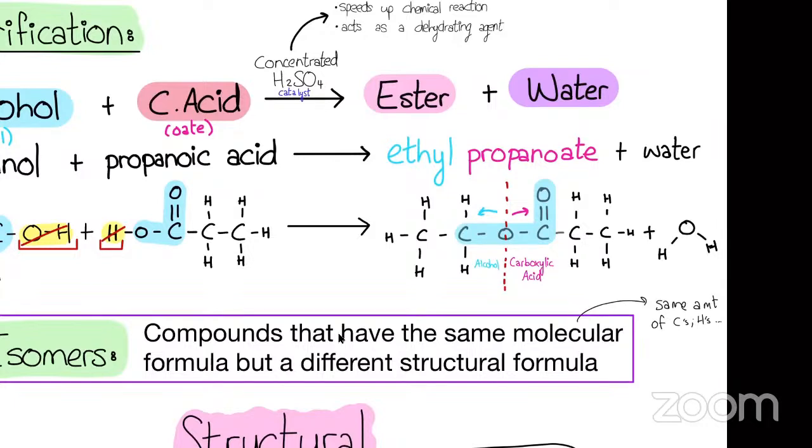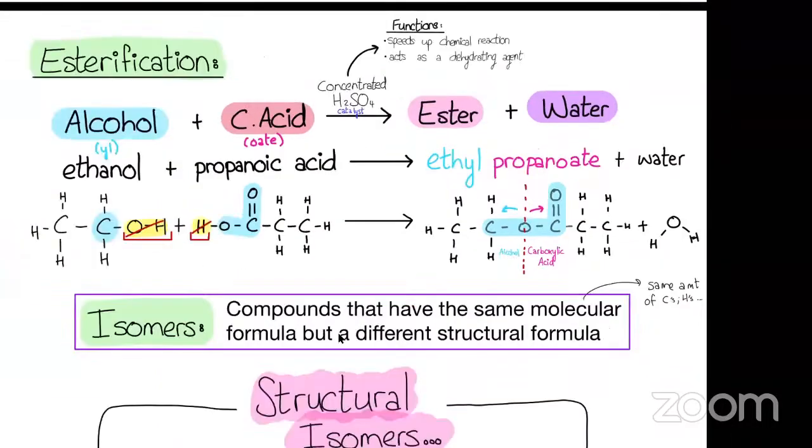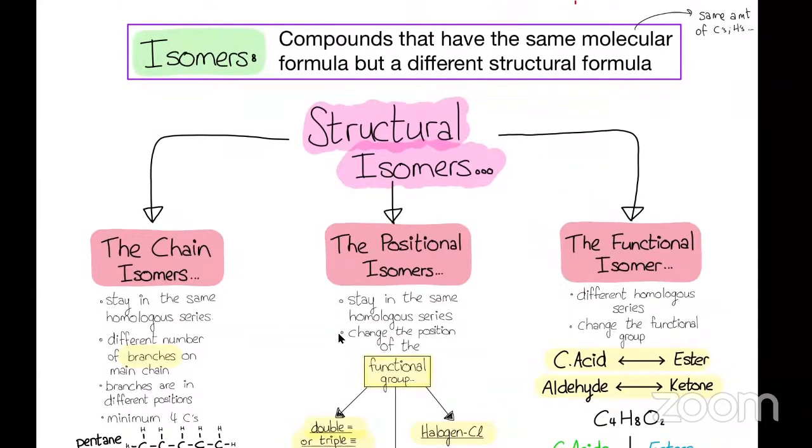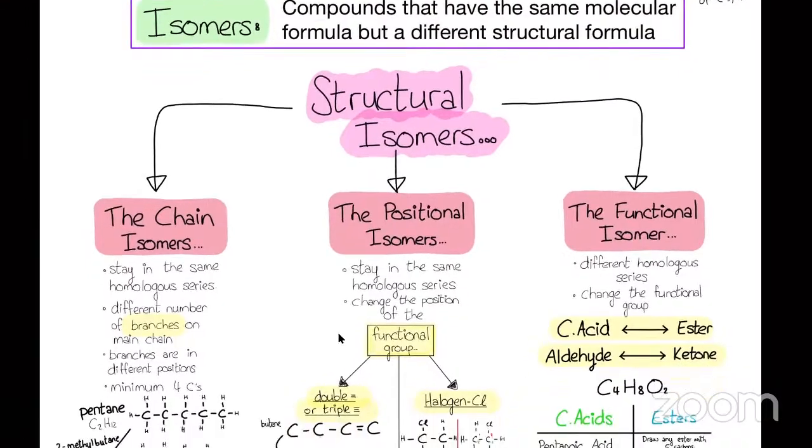Use all oxygens, basically single bonded oxygen, double bonded oxygen. Okay. We said, then we discussed isomers, which are very common. Isomers are compounds that have the same molecular formula, but different structural formula. So we said they have the same amount of carbons and hydrogens and oxygens and whatever else they have, but different structural formula. So the way they are structured is different.